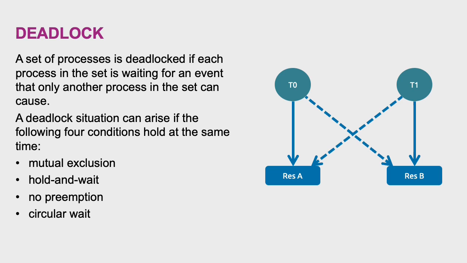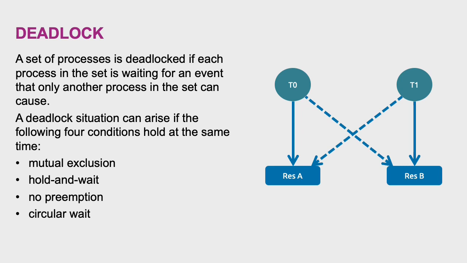Second condition, hold and wait. A thread holding at least one resource is requesting another resource that is currently held by another thread. The thread will be blocked until the requested resource is available, but at the same time, it will still hold the resource it already possesses.